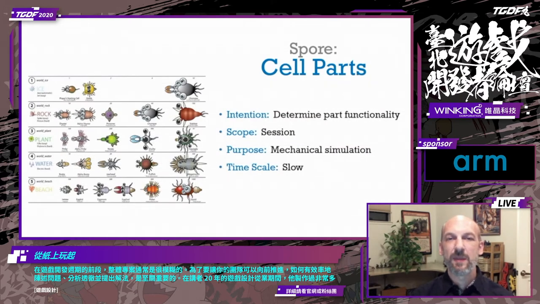The intention of this paper prototype was to determine the different functions for the cell parts. The scope covered the entire session, from when your cell first starts the game to how it evolves over time. It was a mechanical simulation that tried to match the experience that a player would have as their cell interacted with other cells and competed for food. And the time scale was much slower than the actual game would be, since we were playing it out step by step as we pushed the cells around on a hex grid.